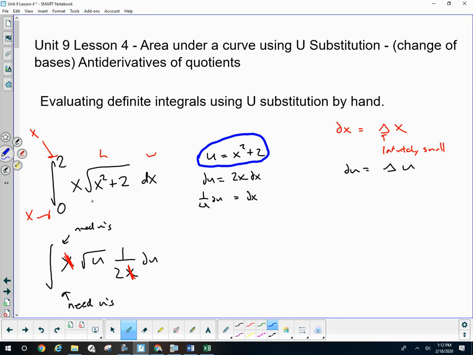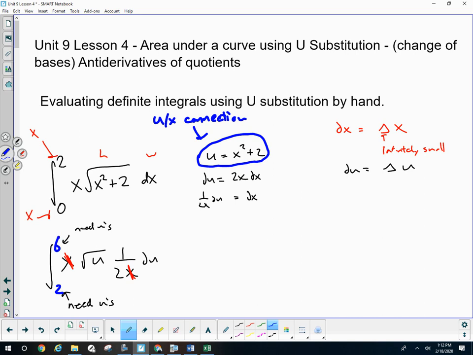This is great. This is the connection between x's and u's. You establish the connection when you set u equal to something. That means if x is 0, u is going to be 0 squared plus 2, that's 2. If x is 2, this is 2 squared, which is 4 plus 2, which is 6.